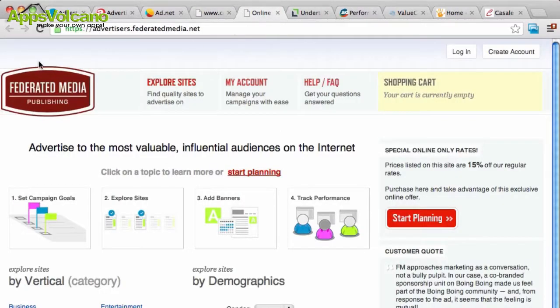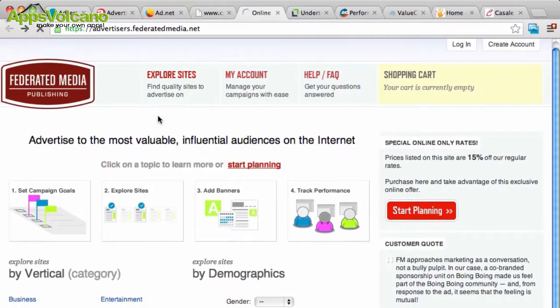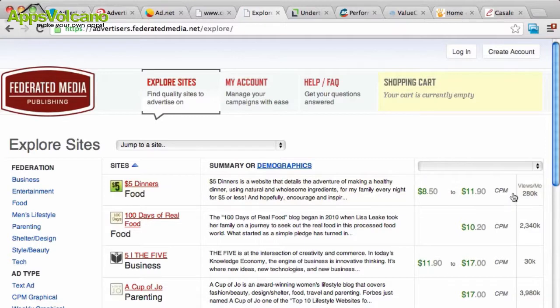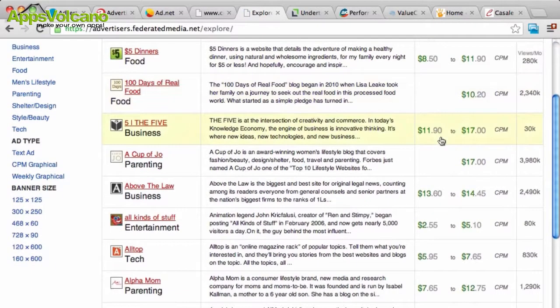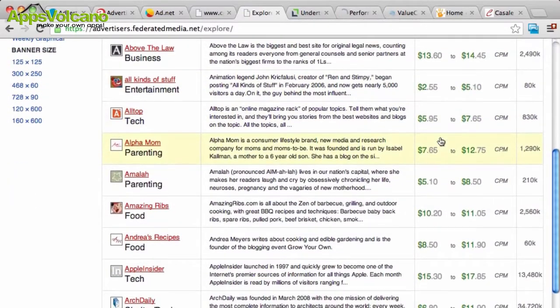The next one I'll share with you is one that a lot of people have never heard about, but they can deliver a lot of traffic, and you can find them at advertisers.federatedmedia.net. And from here, we can take a look at some of the different sites that you can advertise on. It's going to show you the price that you're going to be paying. It'll show you the price over here on the right-hand side.